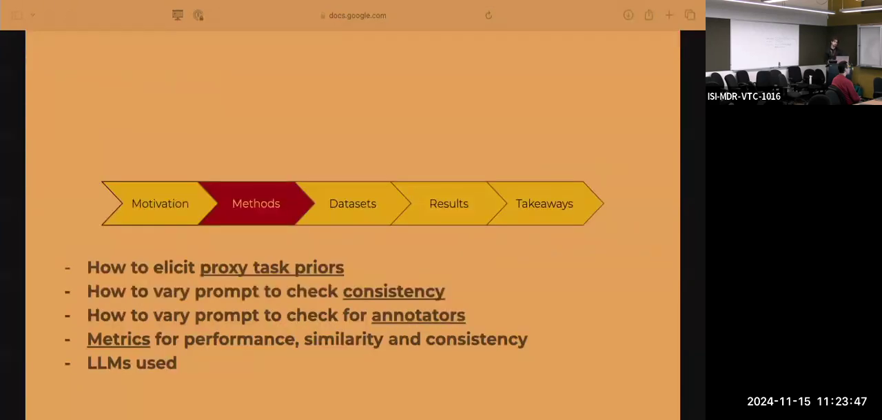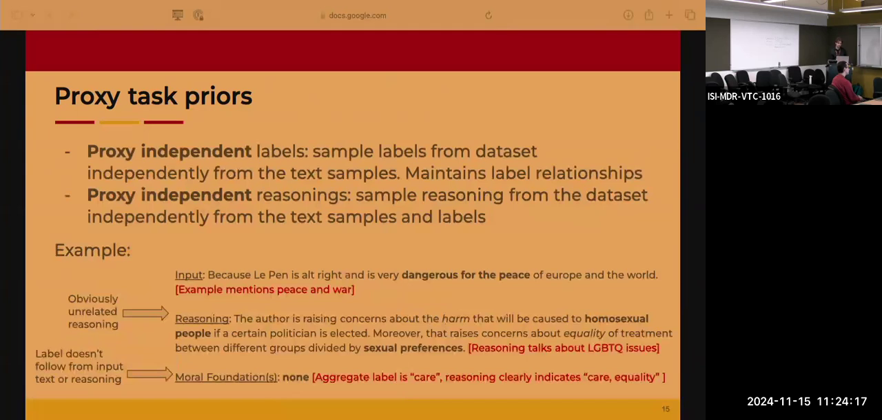So I want to go into our methods and try to at least carefully give you a sense of how we try to control for various confounding factors by talking about how we actually elicit the priors of the models, how we checked for consistency and similarity between different model predictions, how we check for how annotators influence the large language models, and look at what metrics we use and what large language models we use. So first, very briefly, I'm going to talk about how we actually sample the prompt to elicit the priors.